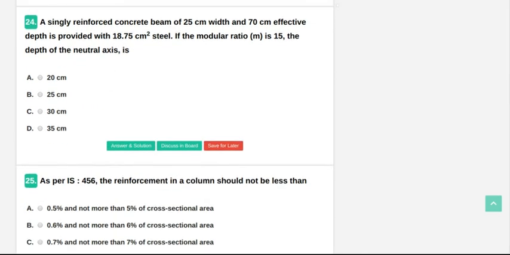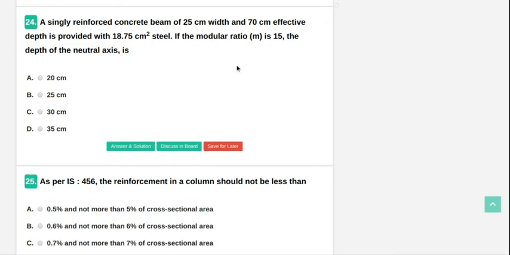A singly reinforced concrete beam, 25 cm width and 70 cm effective depth, is provided with 18.75 cm square steel. If modular ratio m is 15, the depth of neutral axis is calculated by xu equals 0.87 fy Ast divided by 0.36 fck b, where the modular ratio m equals 280 by 3 sigma cbc, and here fy equals 415 and M25 concrete is used. On calculation, we got the neutral axis depth 300 mm, 30 centimeter.